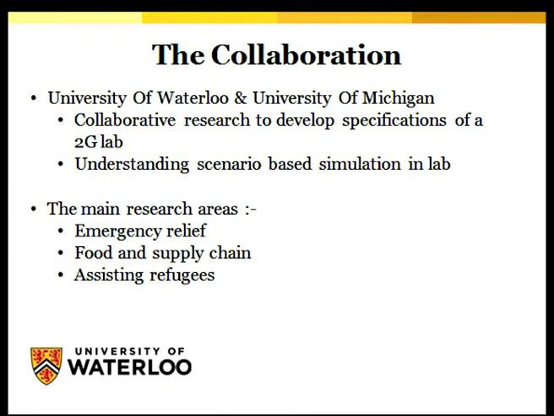The project overall is a collaboration between the University of Waterloo and the University of Michigan. With collaborative research and a good understanding of the lab's needs, we can decide on the specifications of the lab, including the equipment that would be needed. The three main areas of research consist of emergency relief, food aid and supply chain, and assisting refugees. Our team's focus was on assisting refugees.